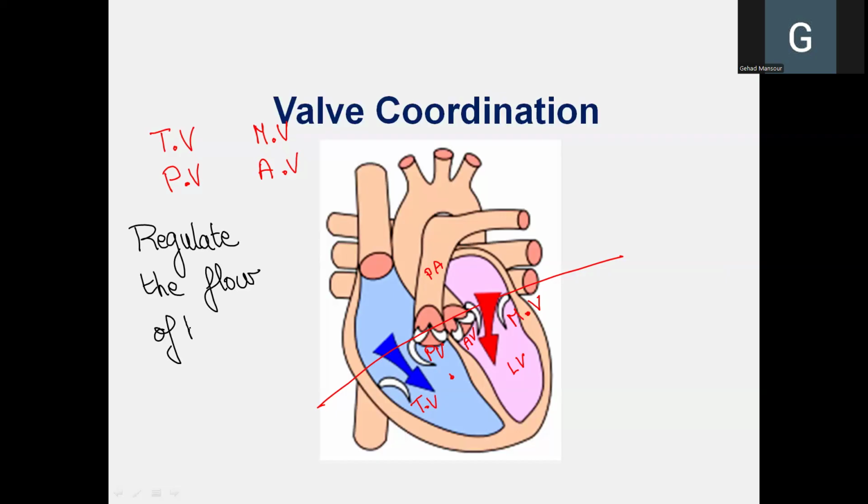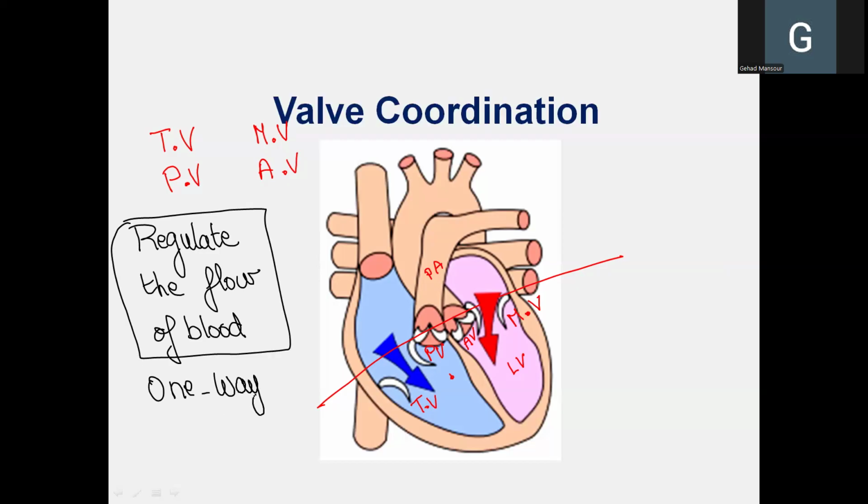Why do they regulate the flow of blood? Because you know that the valves act as one-way doors. They allow flow of blood in one direction only and prevent the backflow of blood.